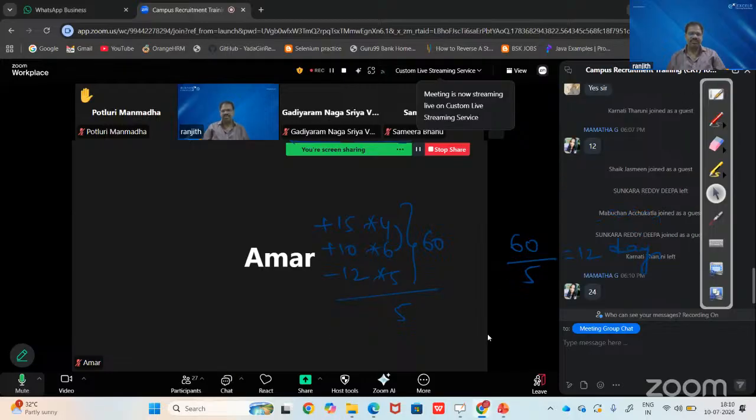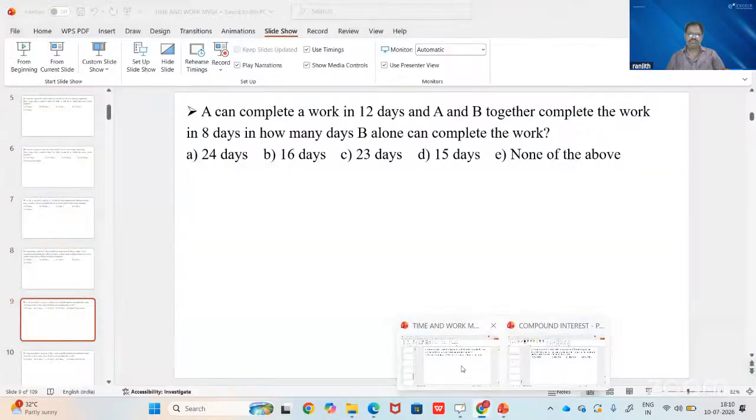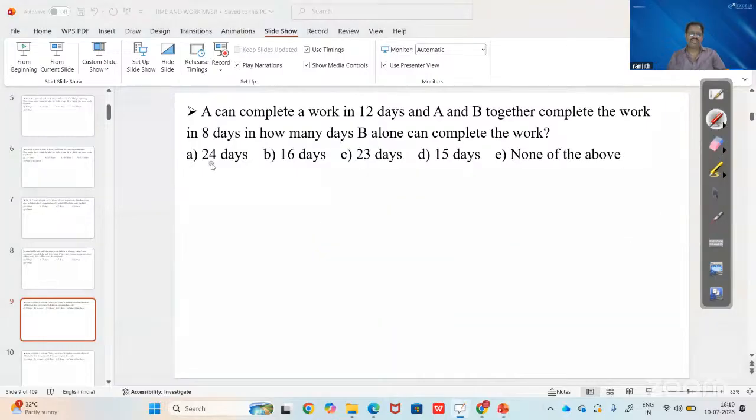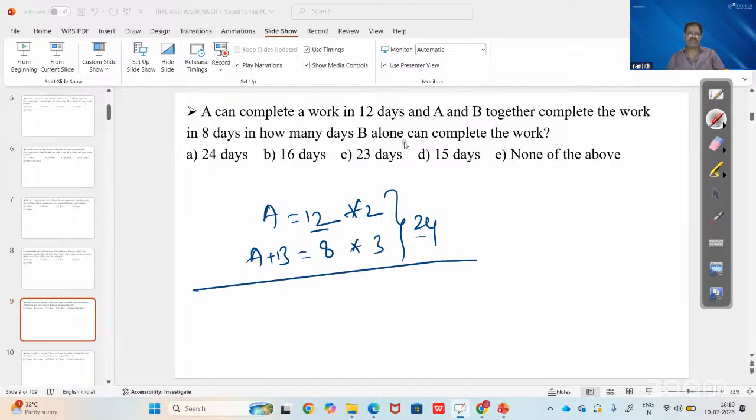Yes, the answer is 24. Again, same LCM method. A equals 12, A and B equals 8. So LCM of 12 and 8 equals 24. In the 12 table, 24 is two times. In the 8 table, 24 is three times. What we need to find out is B alone. How are we getting B? A plus B minus A.